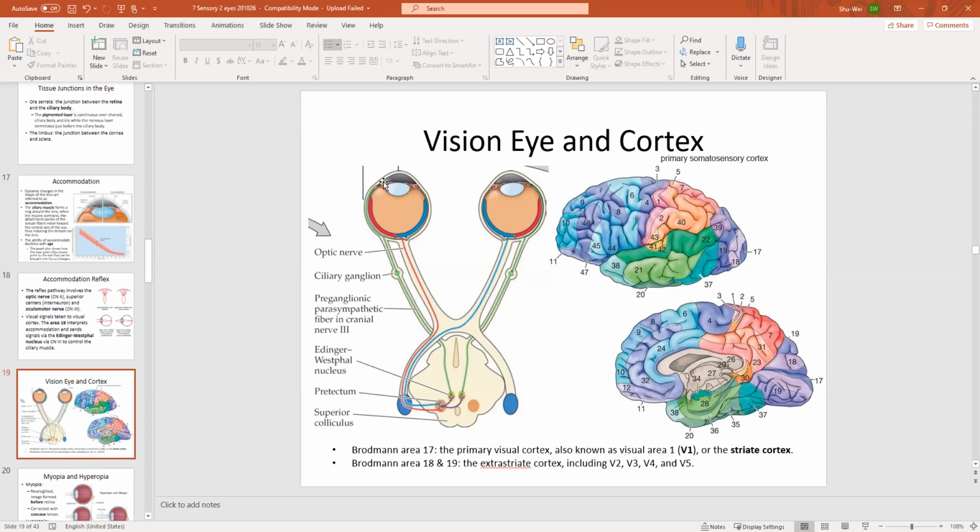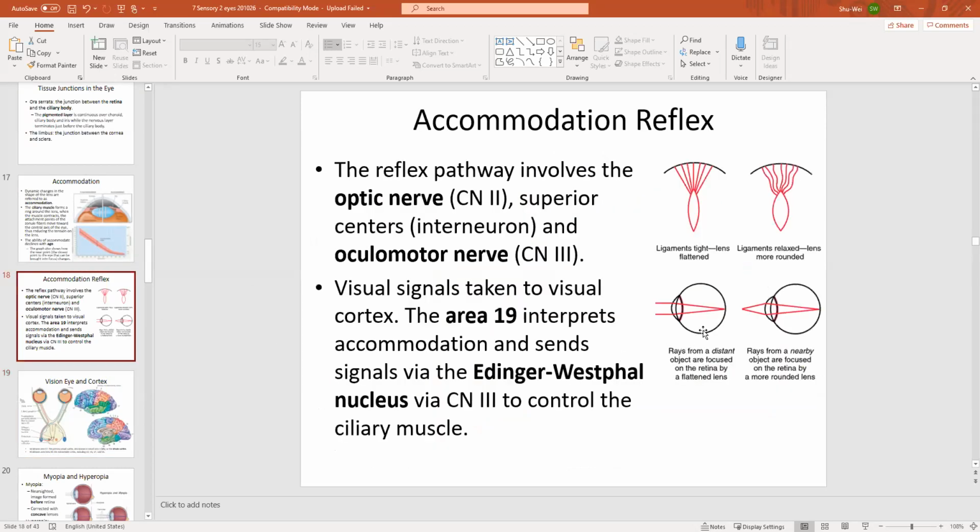The reality is that the image projected into the cortex is processed by 19, which sends a signal into the nerve to do the accommodation, and then you get a good projection. So right here, this is the accommodation reflex.